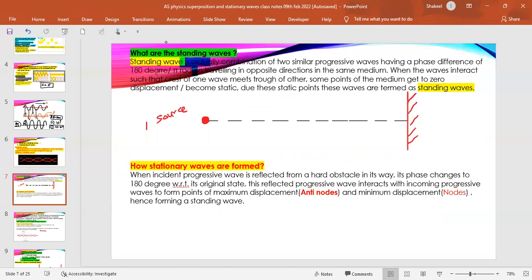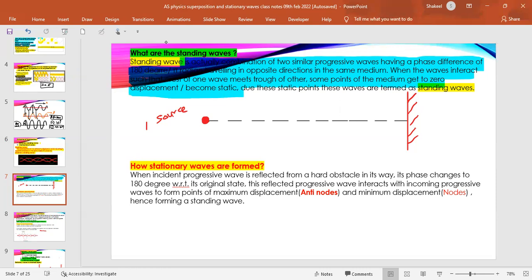So standing wave is actually a combination of two similar progressive waves having a phase difference of 180 degree or pi radian and traveling in opposite direction in the same medium. When the waves interact such that crest of one wave meets the trough of the other, some points of the medium get zero displacement and become static. Due to these static points, the wave is known as a standing wave. So let me tell you the thing.